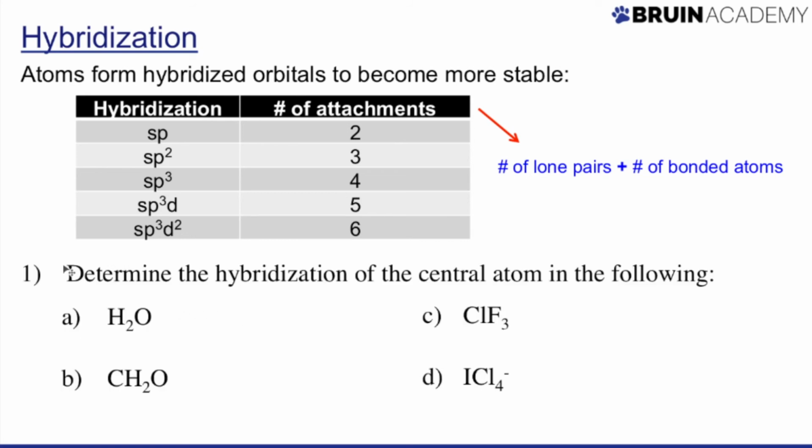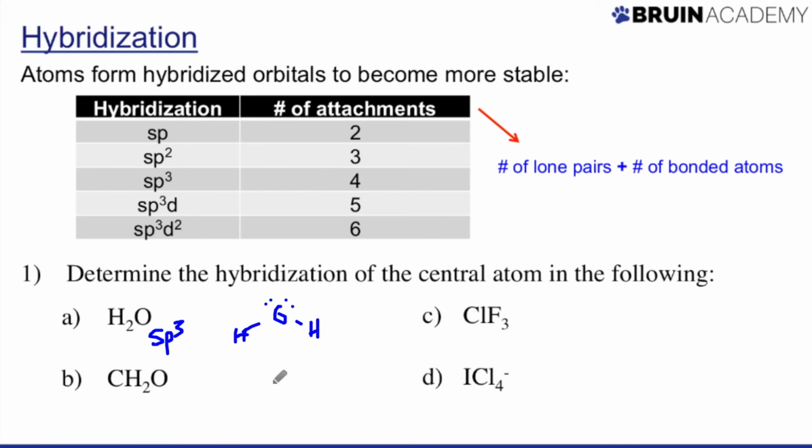All right, so determine the hybridization of the central atom in the following, right? So H2O, right? We drew the Lewis structure a few different times now. So the oxygen, remember, had four things attached. It had the lone pairs, and it had the hydrogens. So there's four things attached. That's going to be sp3.